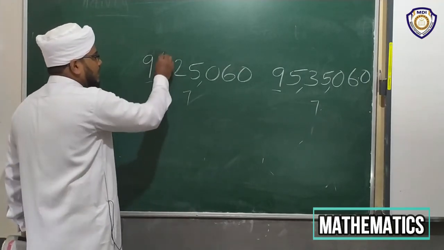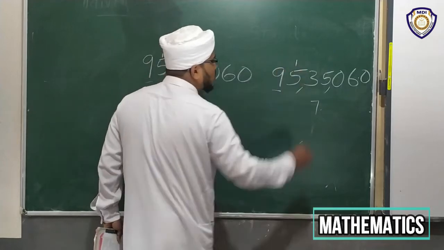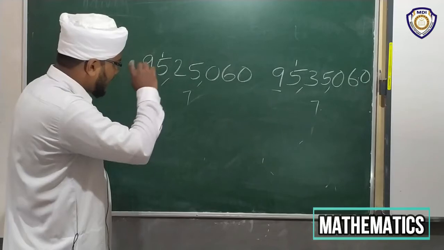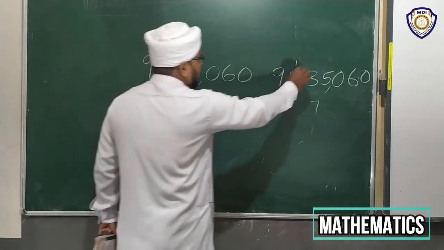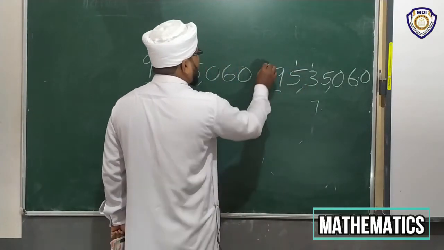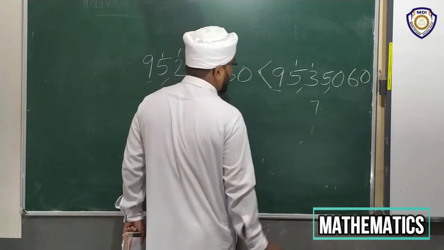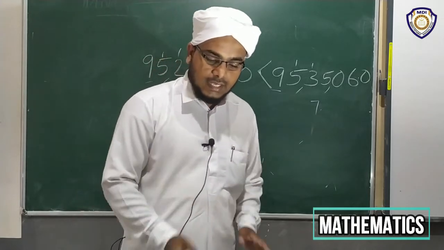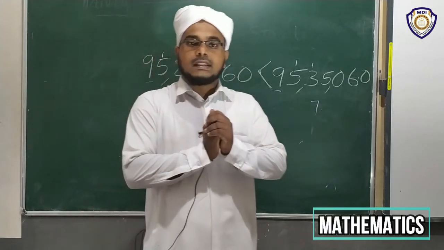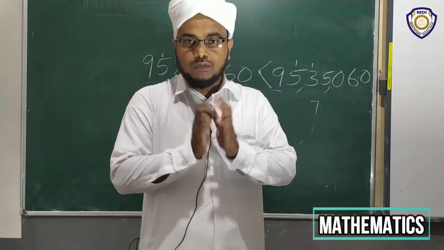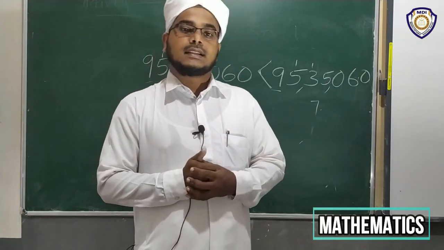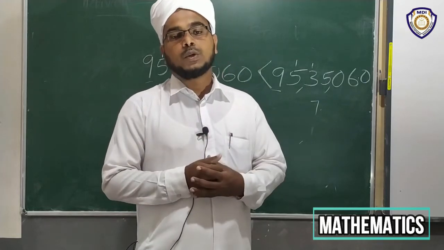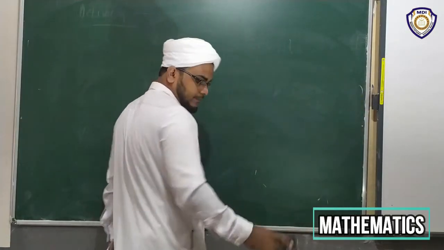Next place: here this 5, here also 5. Then we have to take the next place. Here 2, here 3. Then this is the larger number. Okay? These are the 3 rules to find the smaller and larger number. I will give you more questions in our WhatsApp group, some homework questions.